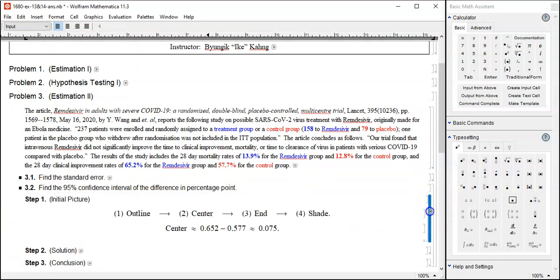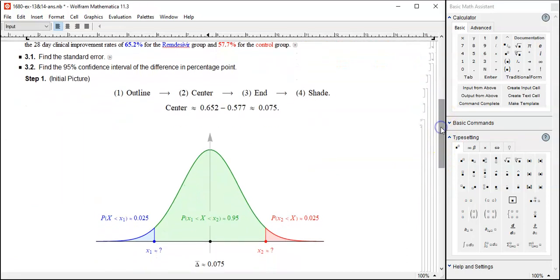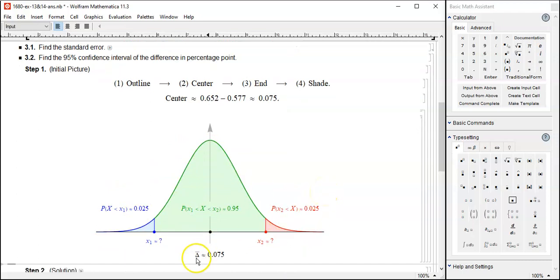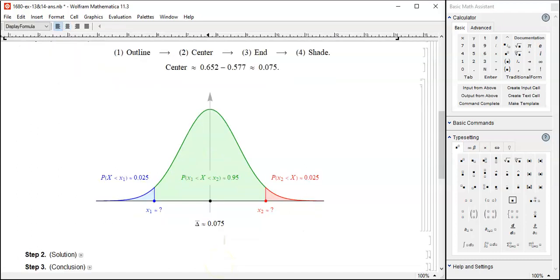Let me show you just a little bit more. So 95% confidence interval, 95% in the middle, 2.5% here, 2.5% there, and the observed difference here is 0.075 or 7.5% point difference. Using the SE you found in part A, you'll have to find this endpoint x1 and that endpoint x2. Good luck. I'll stop here. Oh, never mind, just one more.